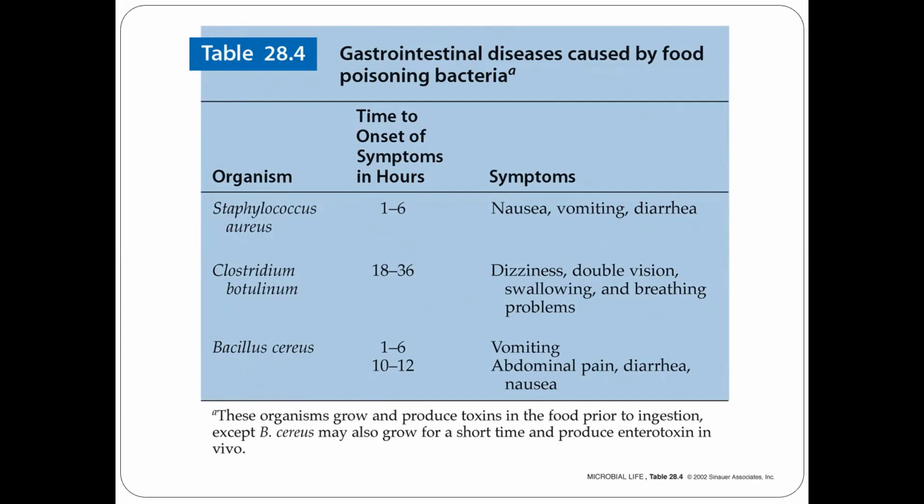The characteristic of all these food intoxication pathogens is that the time to onset of symptoms is short, as short as 1 to 6 hours. Now, what are the symptoms? Basically, nausea, vomiting, diarrhea, abdominal pain. For Clostridium, you have neurological symptoms: dizziness, double vision, swallowing and breathing problems. Make sure you remember the double vision, difficulty speaking and difficulty swallowing. These are the characteristics for Clostridium botulinum.